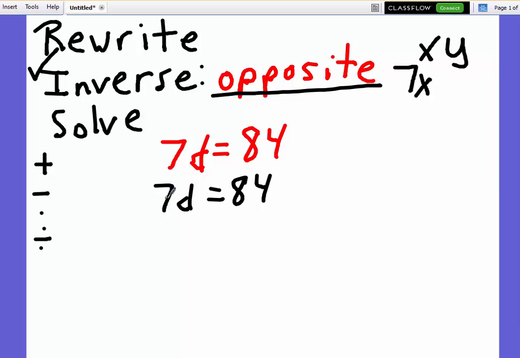So what do I have here? I have 7 times d. So my math operation is multiplication. What is the opposite of multiplication? It's division. So what I'm going to do is divide.